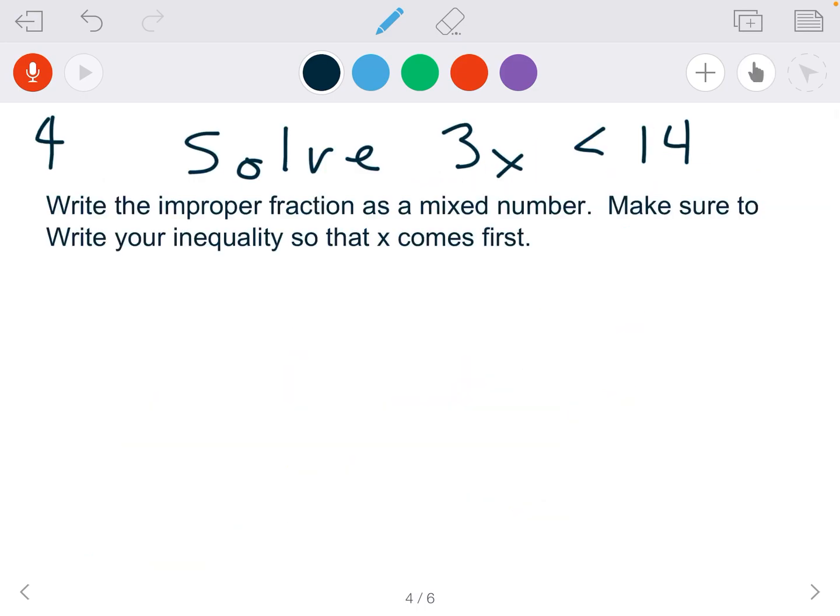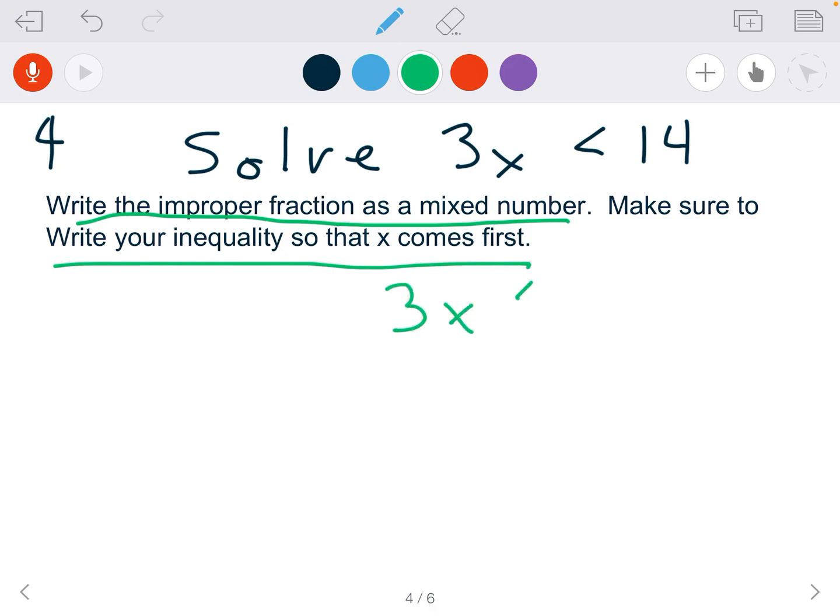All right, and number 4, solve 3x is less than 14. Now this is telling you to write your improper fraction as a mixed number and make sure you write your inequality so that x comes first. So doing so, I'm just going to solve my equation, or inequality, excuse me. So remember, I get x by itself. I undo multiply by dividing. What I do to one side, I do to the other. So I've got x is less than 14/3.